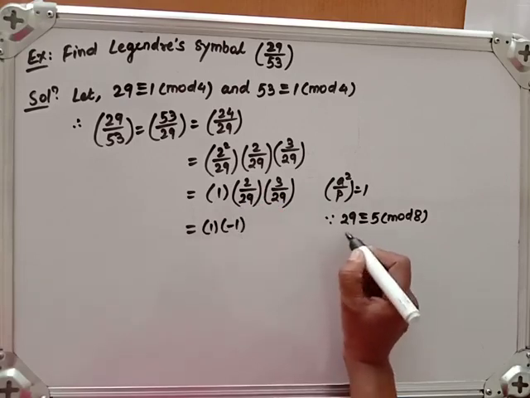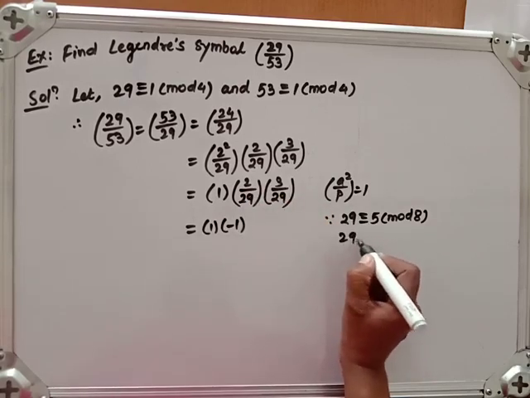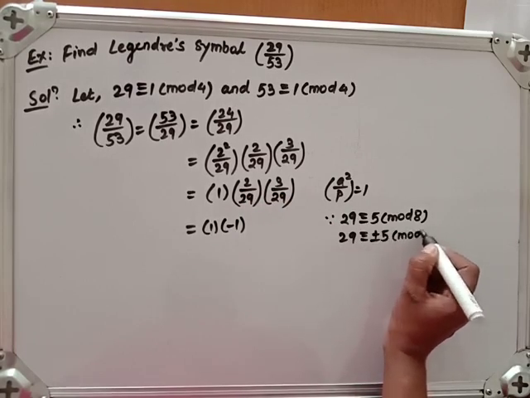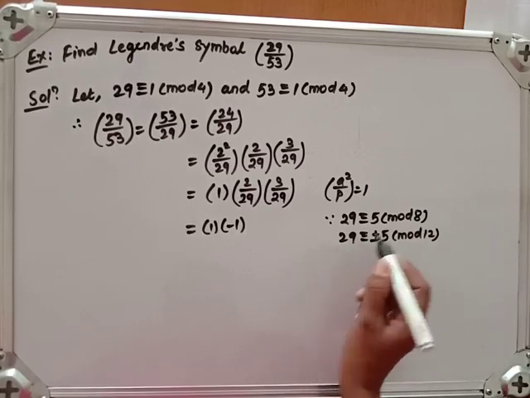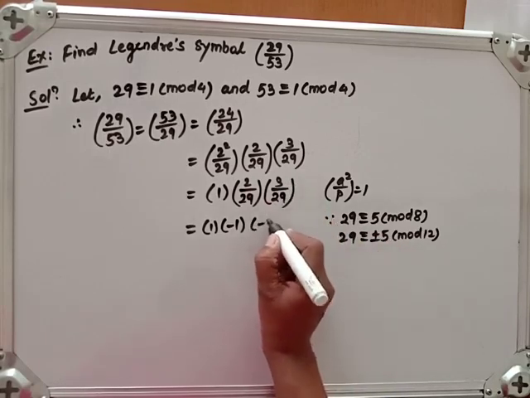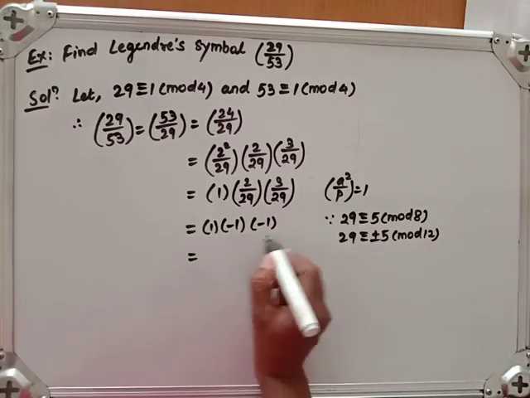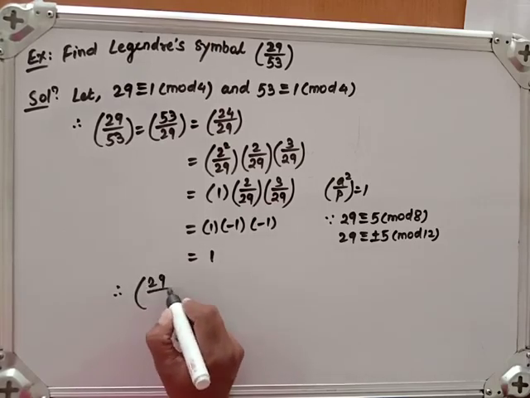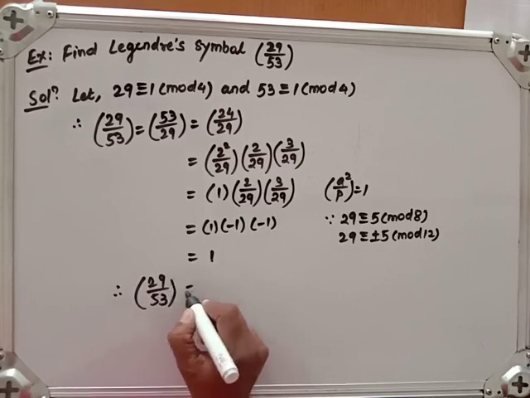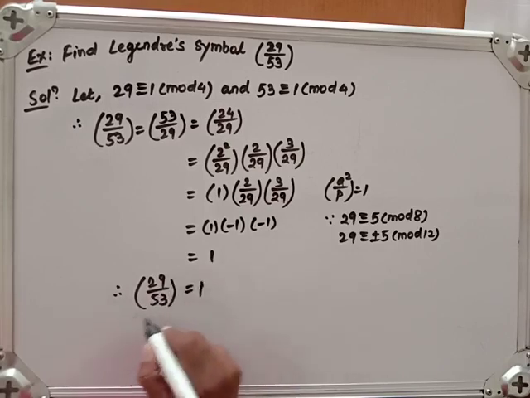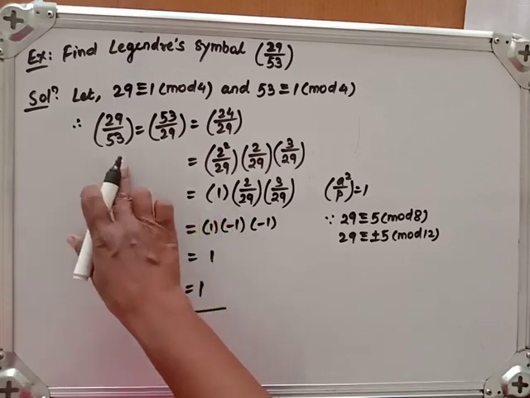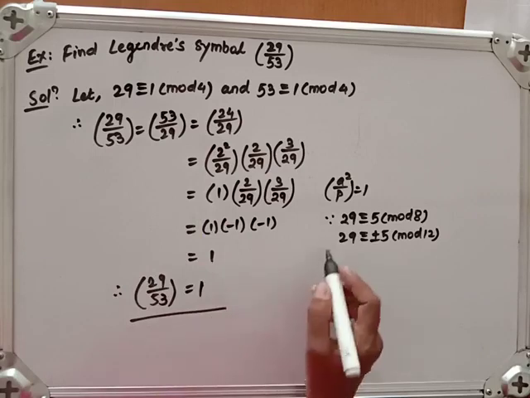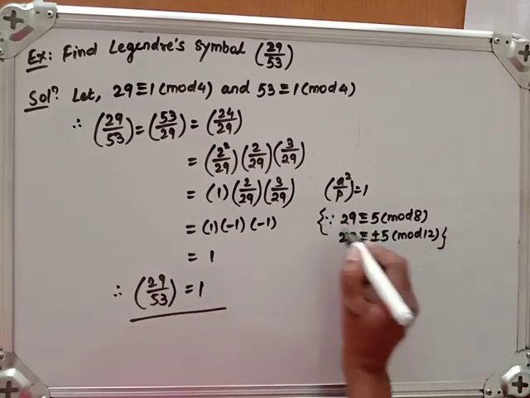And for 3 by p, we have 29 congruent to plus or minus 5 modulo 12. That's why this value also becomes minus 1. So this product becomes 1. Therefore, the Legendre symbol of 29 by 53 is 1. It means the congruence is solvable.